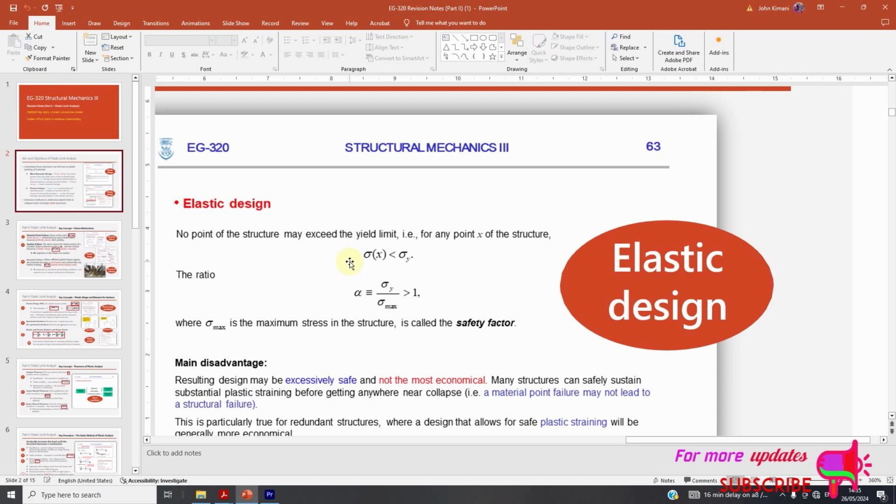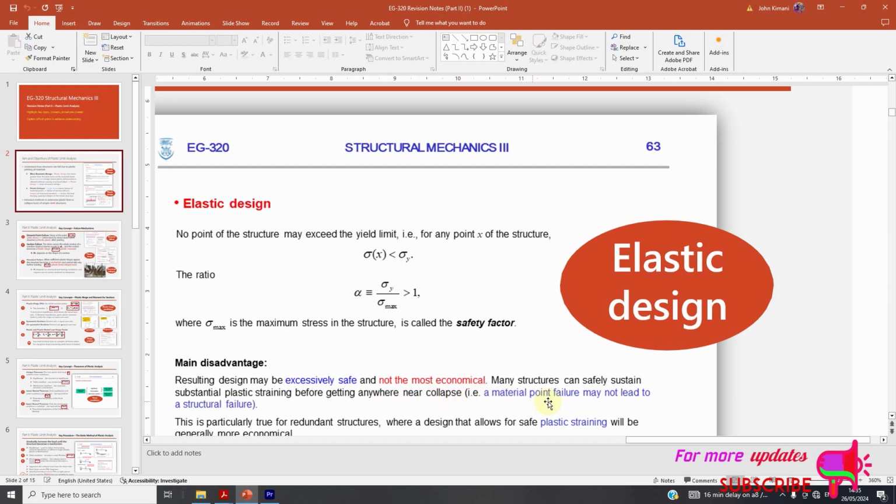What is elastic design? Elastic design occurs where no point of the structure may exceed the yield limit, i.e. for any point x of the structure, this should be satisfied, where the maximum stress in the structure is divided by the safety factor. Main disadvantage: the resulting design may be excessively safe and not the most economical.